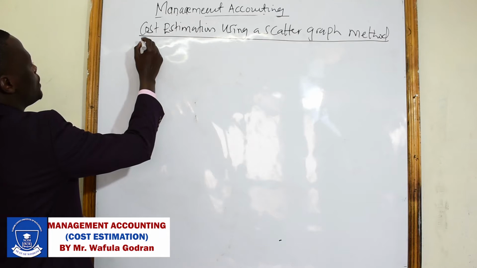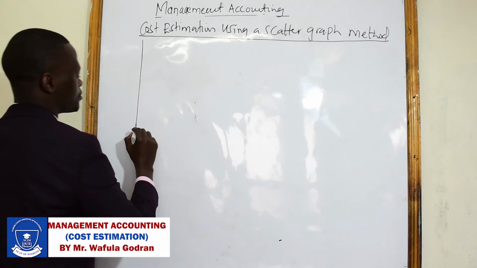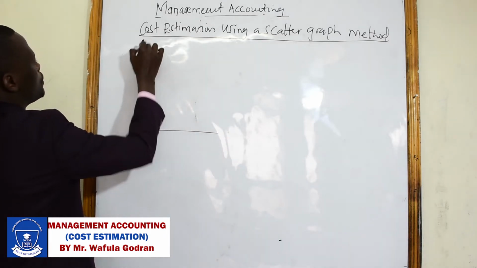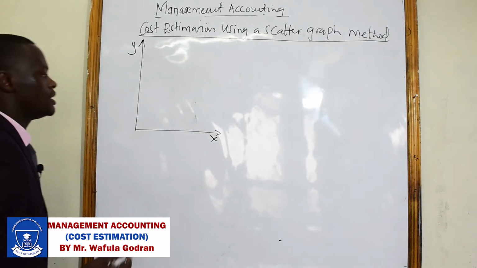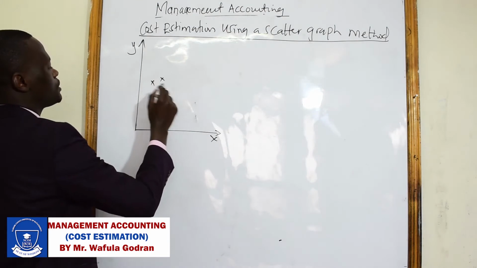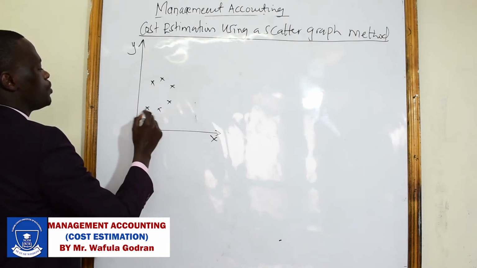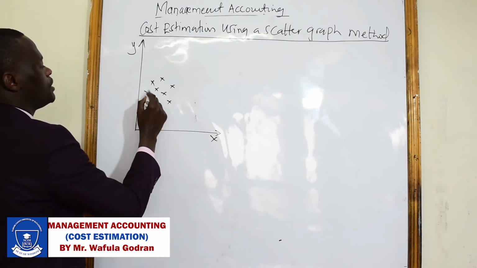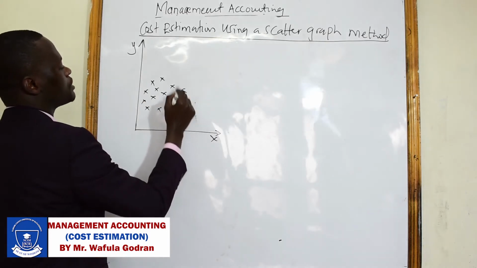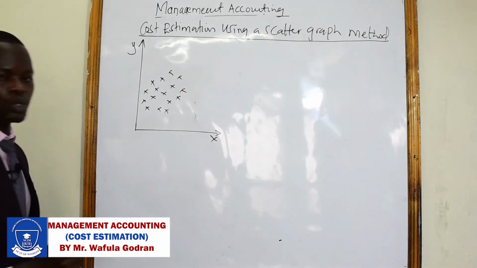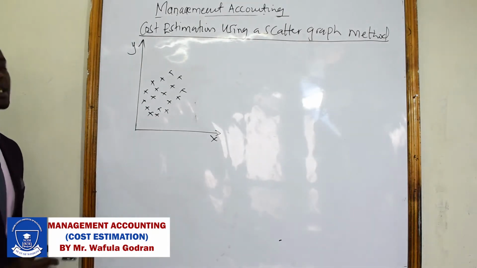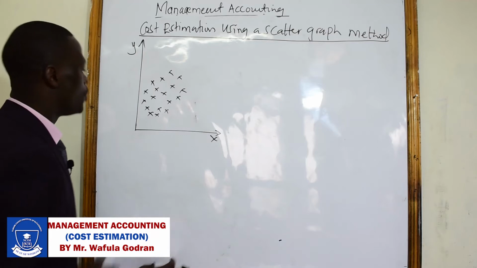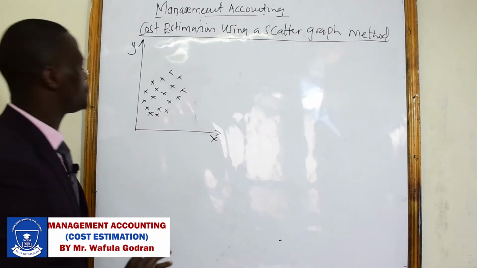We may be given a graph like this. If we plot on this graph, we have y and we have x. Then a scatter graph will look like this. You will find that there are items that we are trying to use to show the relationship.